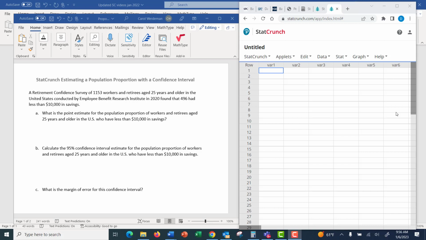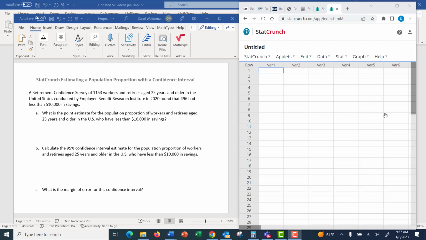In this short video, I will show you how to use StatCrunch to estimate a population proportion using a confidence interval. In our first example, a retirement confidence survey of 1,153 workers and retirees aged 25 and older in the U.S. conducted by the Employee Benefit Research Institute in 2020 found that 496 had less than $10,000 in savings. What is the point estimate for the population proportion of workers and retirees aged 25 and older in the U.S. who have less than $10,000 in savings?